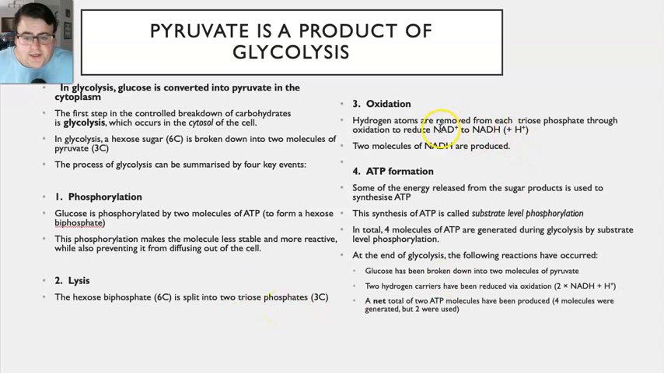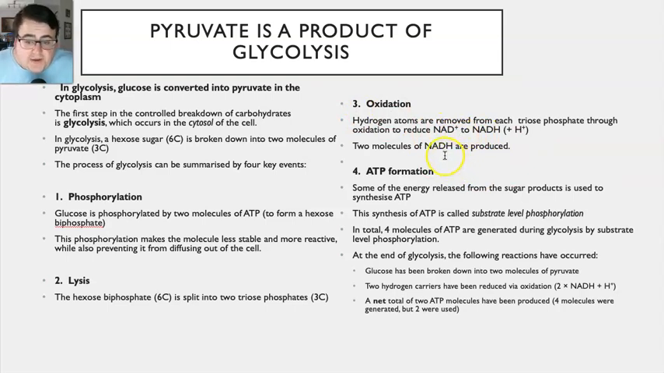We then go through oxidation, where we've got our electron carriers. So hydrogen atoms are removed from each triose phosphate through oxidation. Oxidation is loss, and reduction is gain, NAD+ to form NADH, and also 2 hydrogen molecules. Okay, 2 molecules of NADH are produced. So hydrogen atoms removed through oxidation, then those hydrogen ions, because oxidation is loss, are used in reduction. Reduction is gain, to create NADH, and 2 molecules are produced.